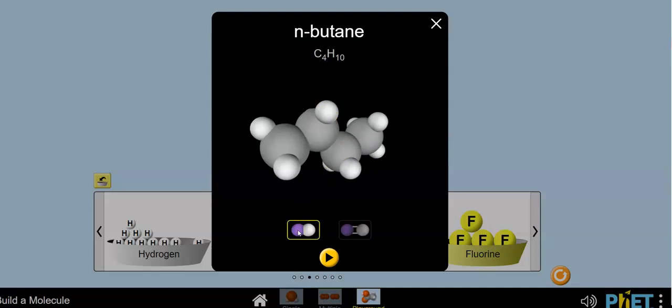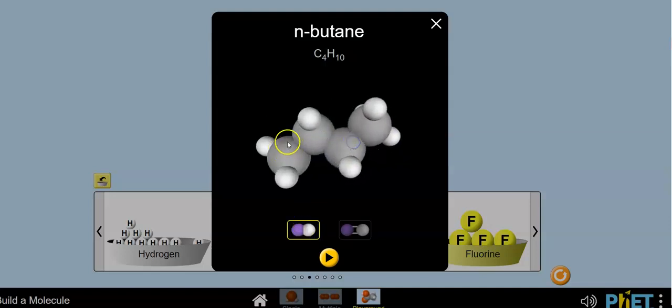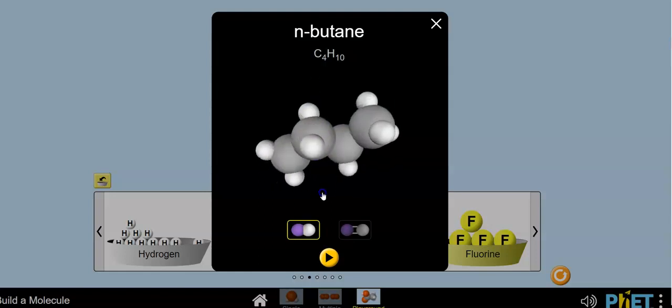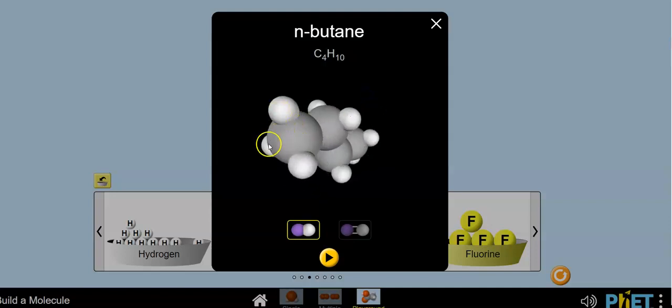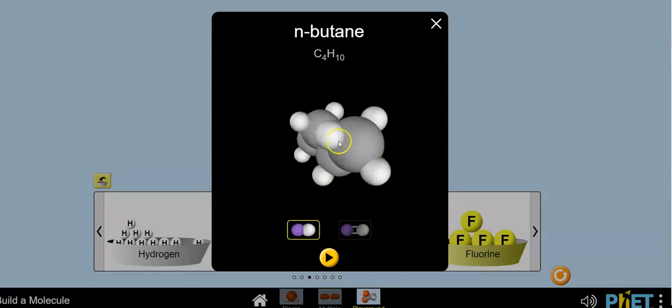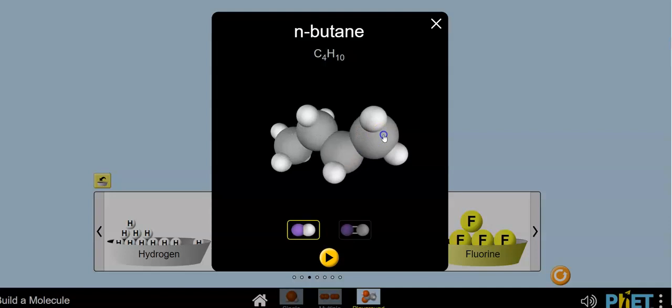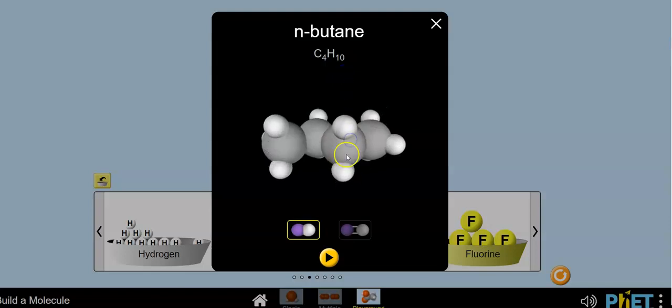Here's the space filling model. That's what we like to call it. Looks like a cute little caterpillar. We've got the big 1, 2, 3, 4 carbon atoms in the middle, and then the hydrogens coming off. So here's the left carbon with 1, 2, 3 hydrogens on it. Here's the right carbon with 1, 2, 3 hydrogens on it. And in the middle, here's carbon number 2 with 1, 2 hydrogens. And here's carbon number 3 with 1, 2 hydrogens coming off of it.